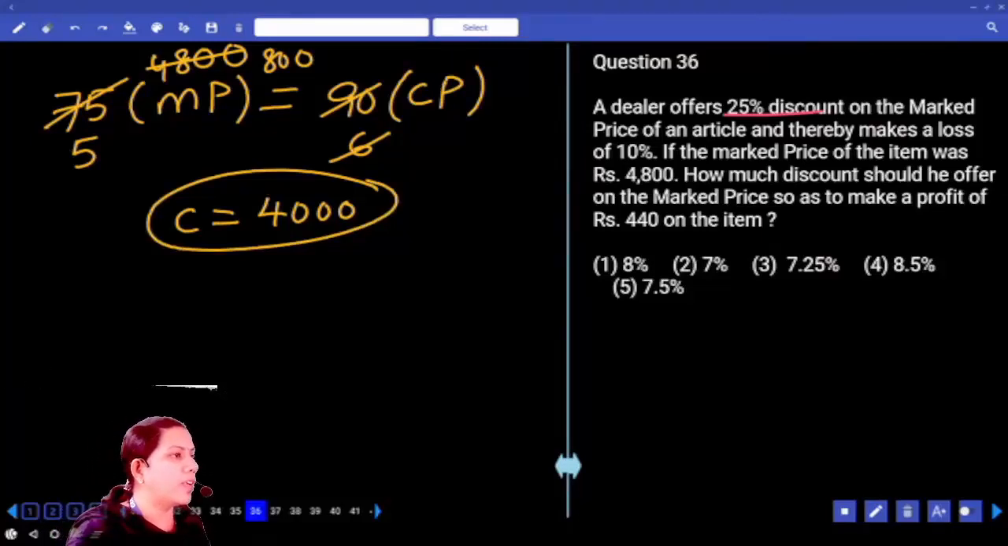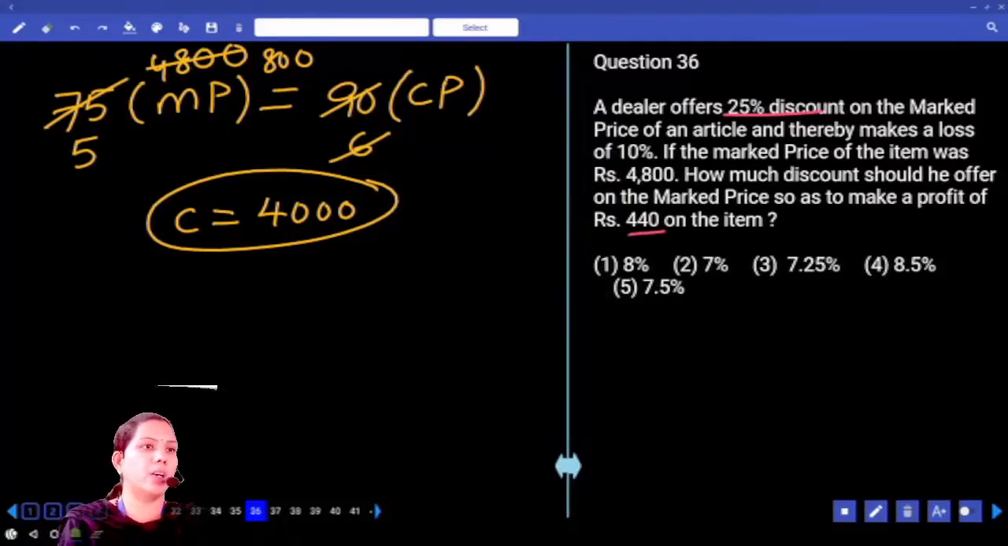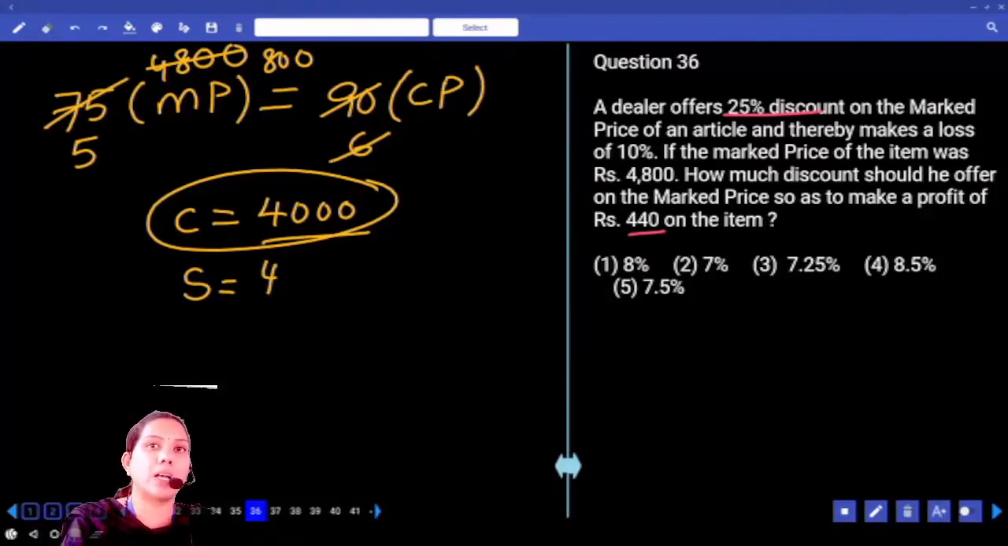Market price is 4800. Now the question: how much discount should he offer on the market price so as to make a profit of 440? How much profit? 4000. Then what is the selling price? 4000 plus or 4000 minus? He sold for profit or loss? Profit. Then 4440 is the selling price. What is the cost price? 4000. What is the selling price? 4440. What is the market price? 4800.